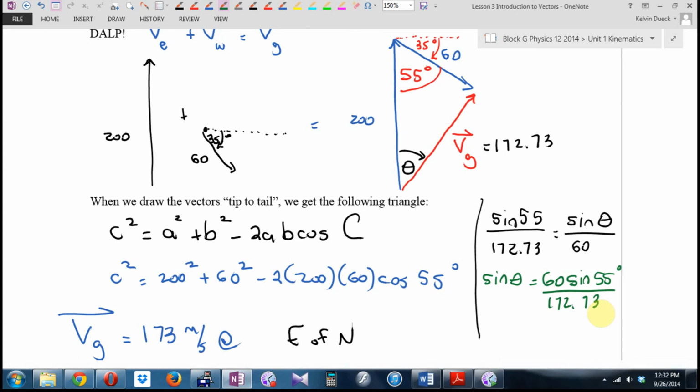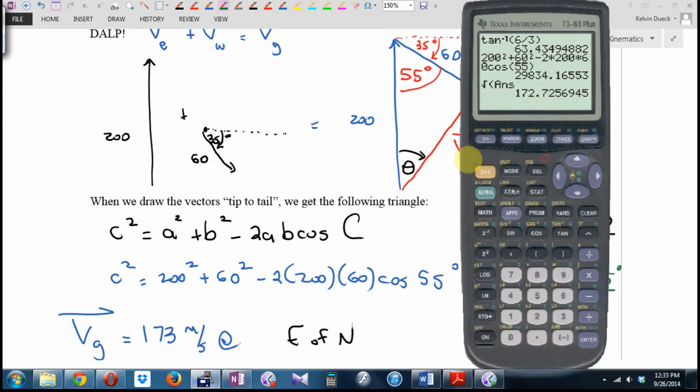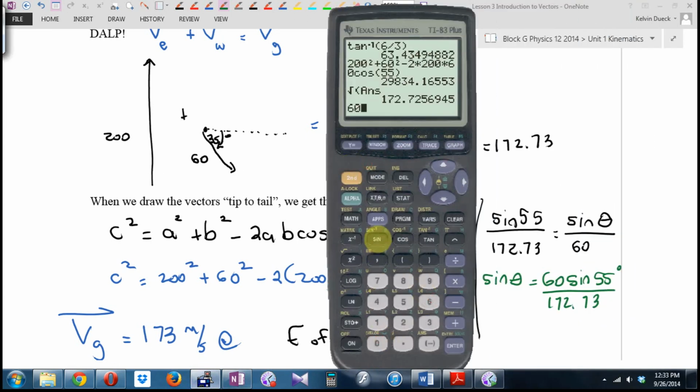How can I find an angle? You all know this, you just don't realize you know it. Shift sine. I'm going to type in the right-hand side, so I'm going to go 60 sine 55 divided by, and I'm going to use my answer button because it's not 172.73, it's really 172.7256945, and so on. And then I'm going to go shift sine of that value, so shift sine, answer button again.